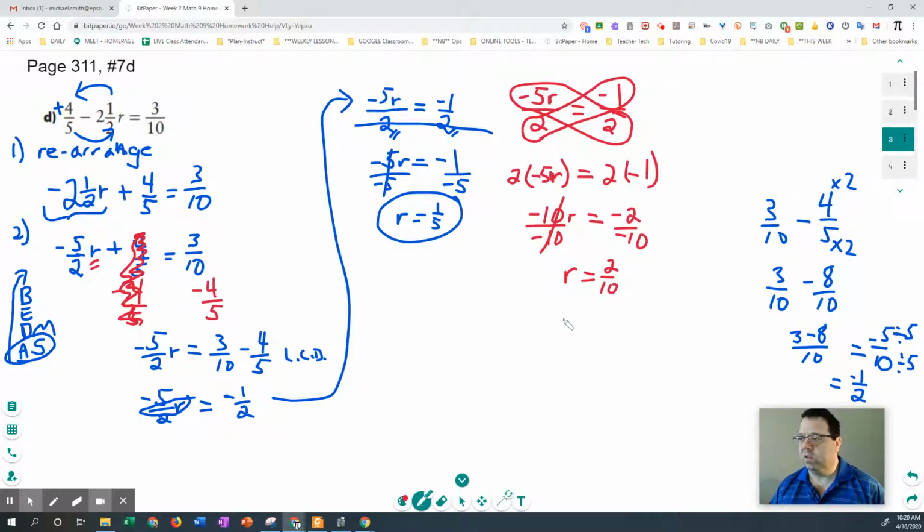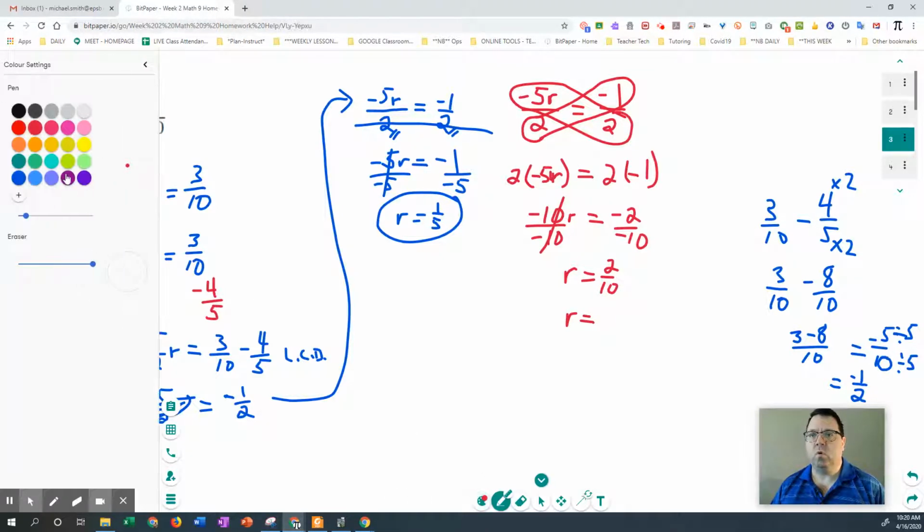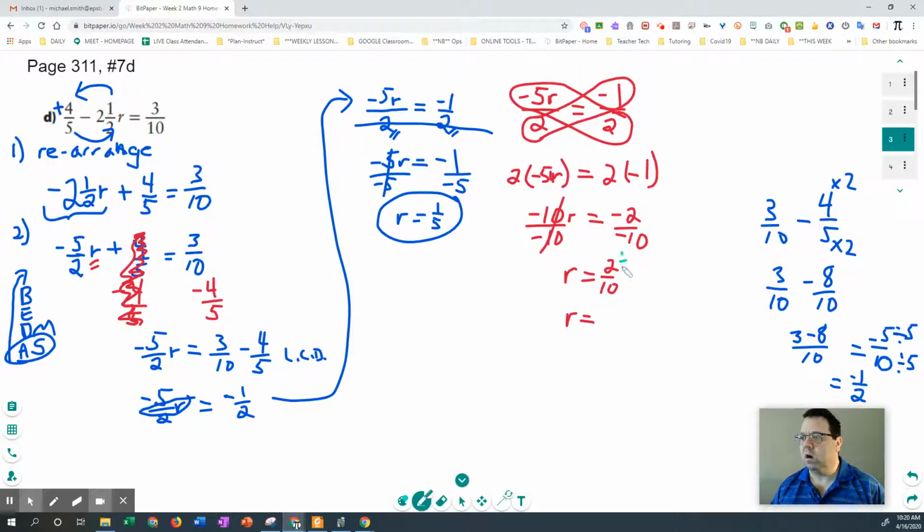However, I think you can see where this is going. Can we reduce the 2/10? And the answer is yes, of course we can. All right, what goes into both? If we take our common factors, I can divide this by 2, and I can divide this by 2, and I end up with 1/5. Okay? And look, it's the same answer. It's the same answer.